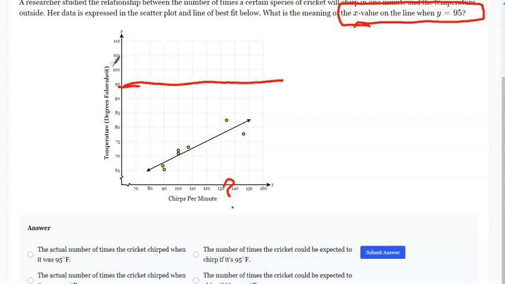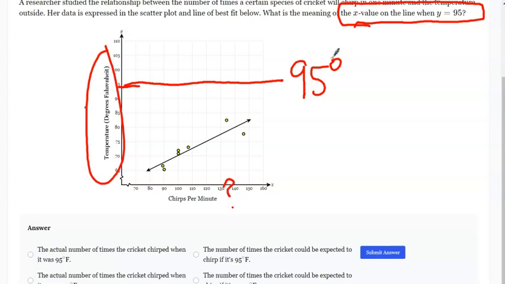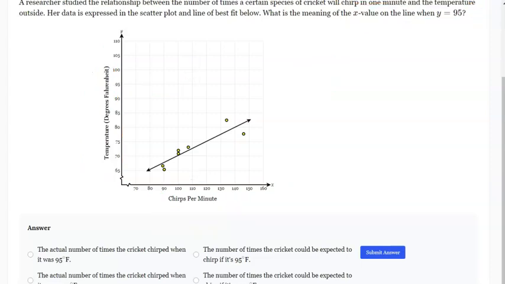So here's a y value of 95. What does that represent? 95 degrees. So if I have 95 degrees, then I'm going to determine how many chirps per minute the cricket had. So let's go down and read the choices.